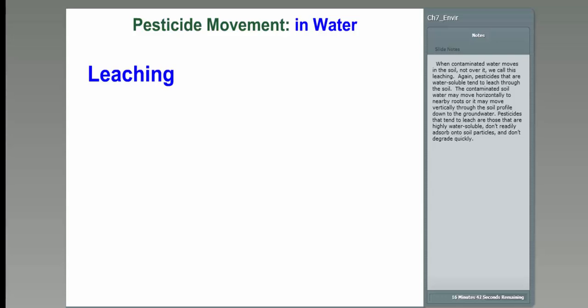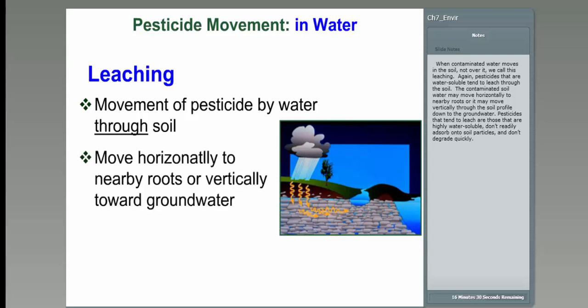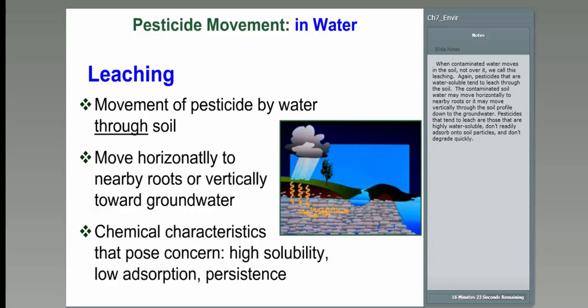When contaminated water moves in the soil, not over it, we call this leaching. Again, pesticides that are water soluble tend to leach through the soil. The contaminated soil water may move horizontally to nearby roots, or it may move vertically through the soil profile down to the groundwater. Pesticides that tend to leach are those that are highly water soluble, don't readily absorb onto soil particles, and don't degrade quickly.